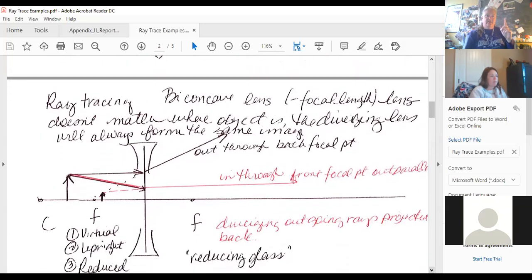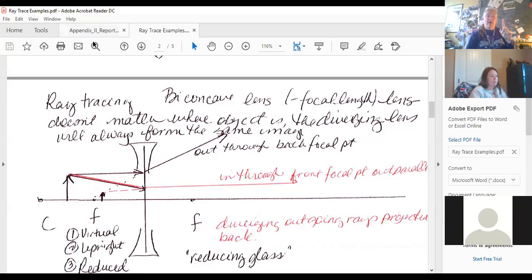So that's what this thing looks like. Notice it caves in here, thinner in the middle than it is at the edges. Now, in this one, it's a lot easier. It doesn't matter where you put the object. There's only one kind of image you're going to get because it's always going to be a diverging system. The only kind of image that you're going to get is a virtual, upright, reduced image. How much it's reduced depends on where you put the object, but it will always be virtual, upright, and reduced.